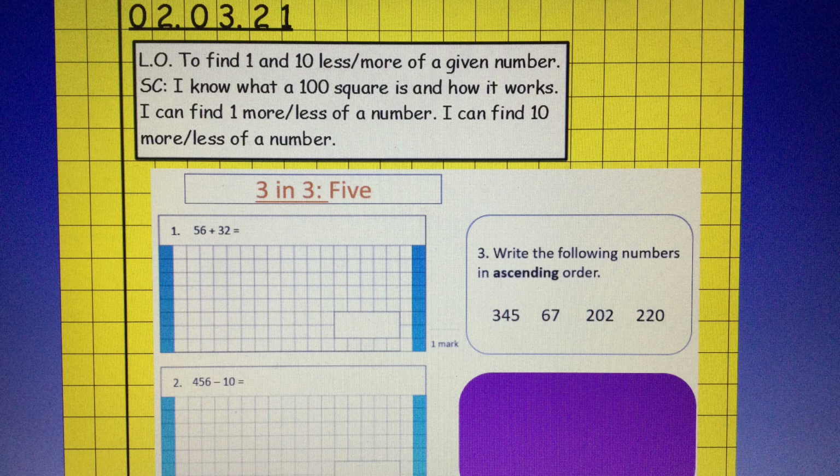Number 1 is 56 add 32. Number 2 is 456 take away 10. And number 3, write the following numbers in ascending order. The numbers are 345, 67, 202, 220. I'm not going to remind you what ascending means as we did it last week. So try and remember back from last week, what does ascending mean? Pause the video now and give the 3 questions a go.